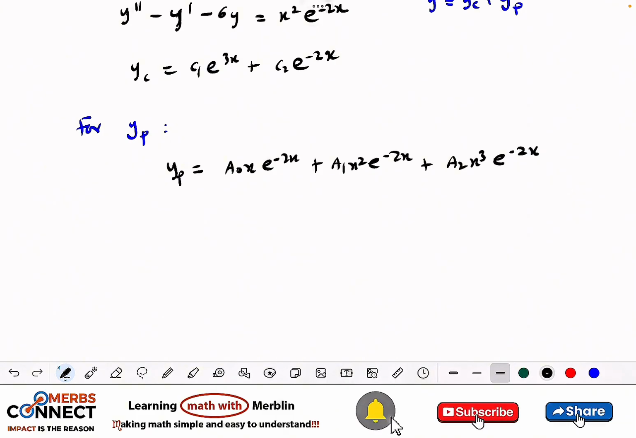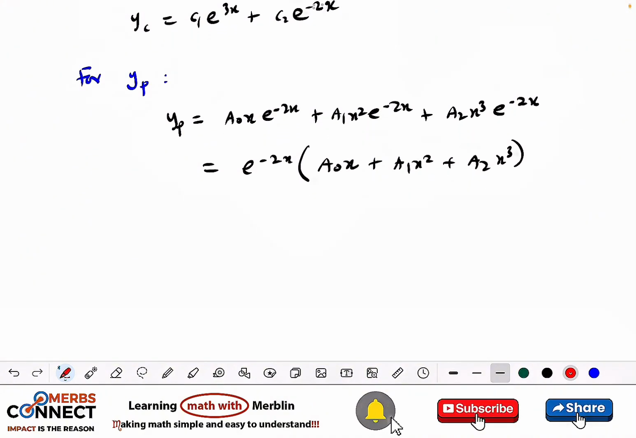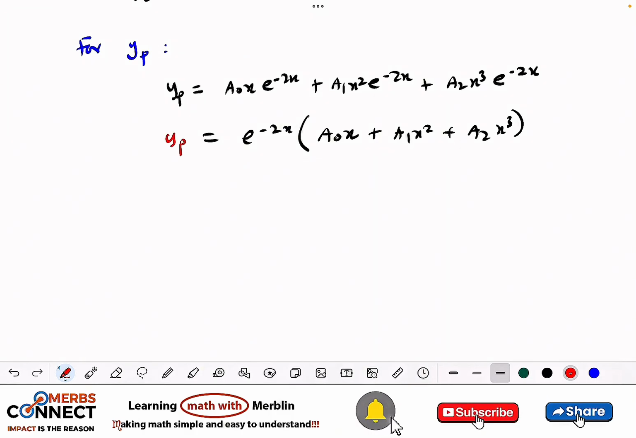So now let's see what we are going to do here. We are just going to take the derivative. This is going to be very long with the derivative. So y prime, this is a product rule. Okay, so I'll make the derivative very short. Because of that, I'll factor e to the power minus 2x out. I want to make it short because if not, it will be plenty here. A1 x squared plus A2 that.